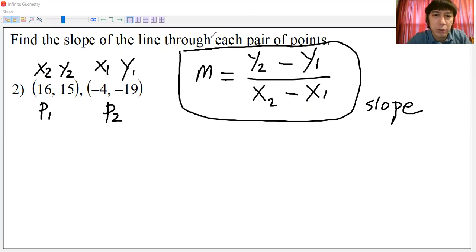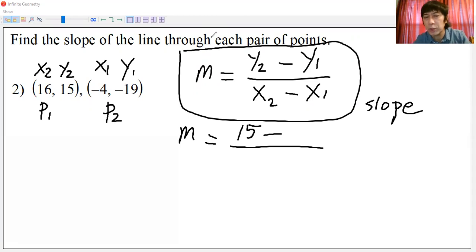All right, direct substitution. Slope m to be equal to, let's take our y2, that's 15, minus, let's take our y1. Y1 happens to be a -19. So after the minus, which is part of the formula, we will have to write -19. There, that's our y1. Now proceed to the denominator. X2 is 16 minus, okay, get the x1 now. It's -4. So after the minus, which is part of the formula, we have to write the -4 there. And then we will now simplify this point.